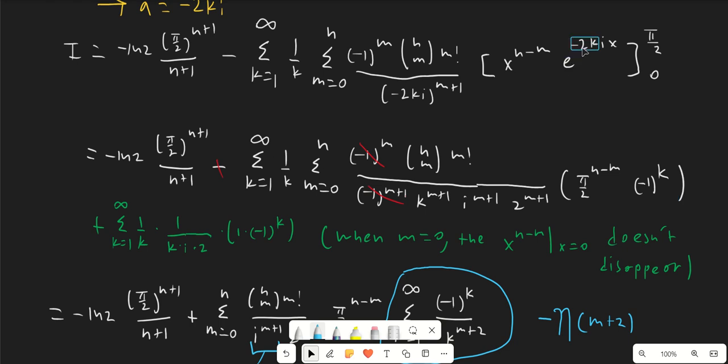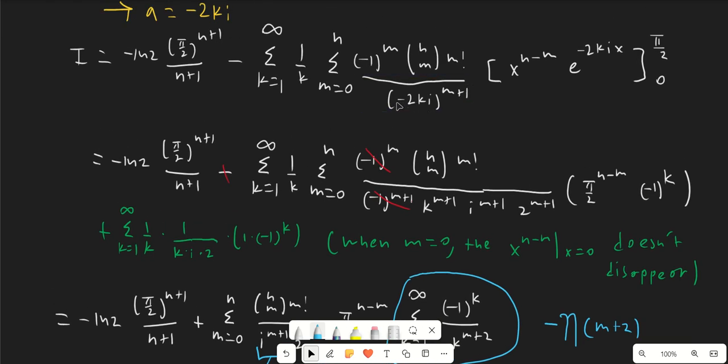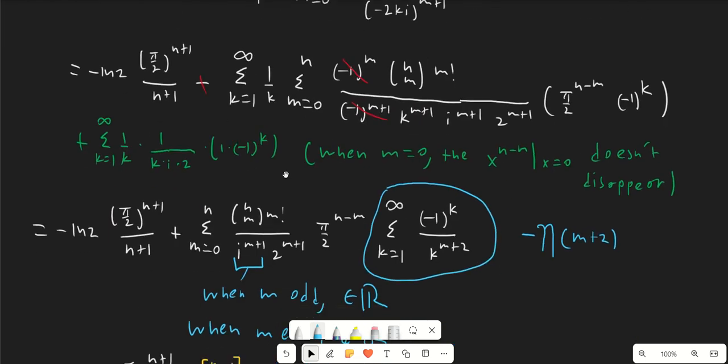Notice that e to the negative 2kix when x equals pi over 2 is just e to the negative ki pi, which is the same as negative 1 to the k. Then we can go ahead and expand this into the negative 1 to the m plus 1, k to the m plus 1, i to the m plus 1, and 2 to the m plus 1. Then we can cancel the negative 1 to the m on both sides, or on the top and bottom, sorry.